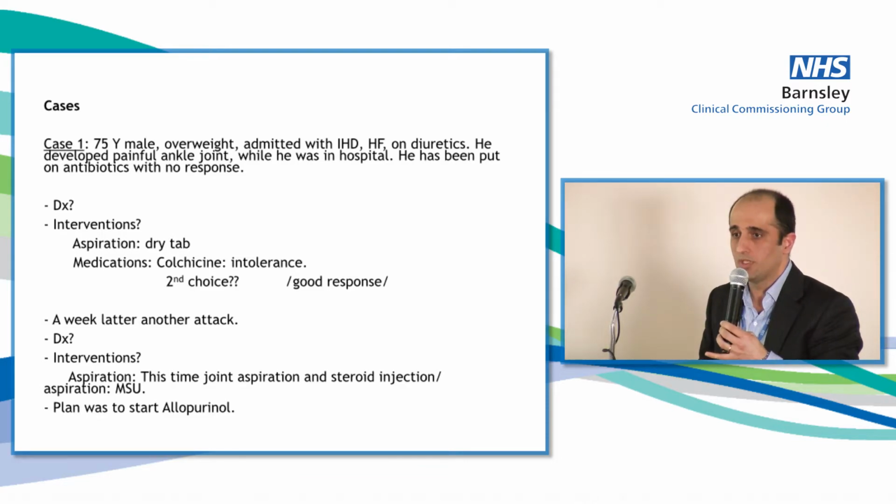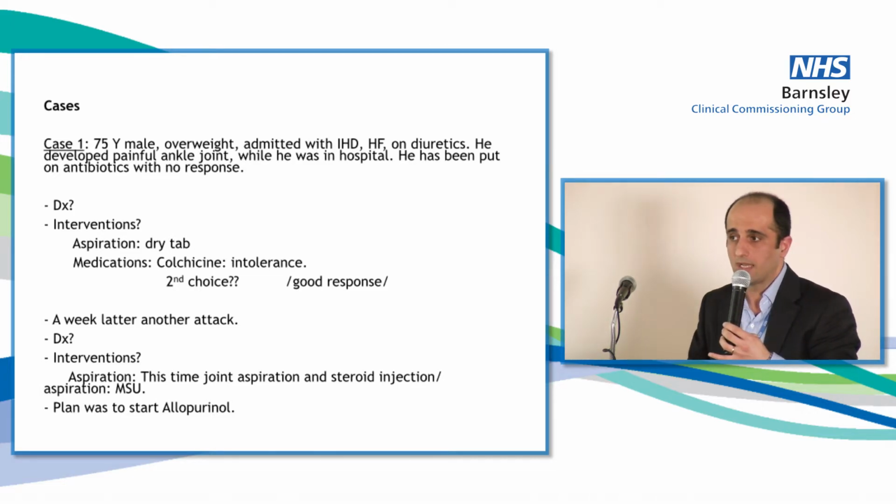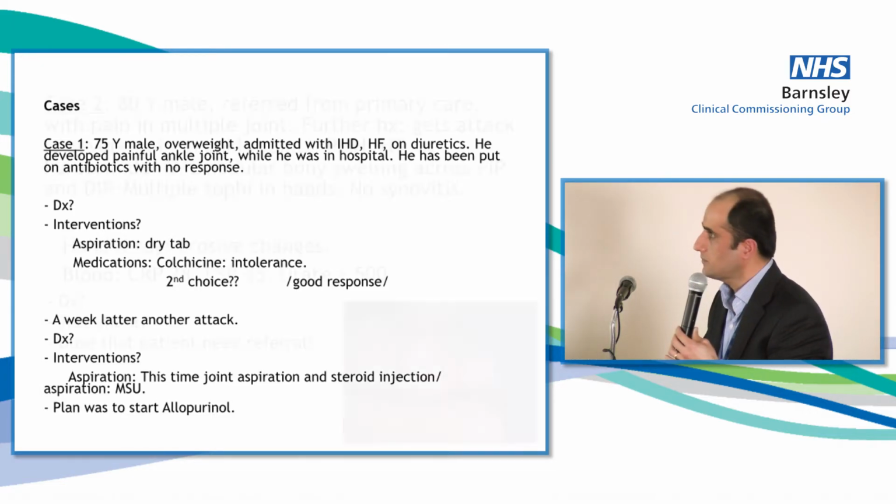The intervention is very similar. We did aspiration. This time we got some fluid, and we know that this is gout, so we gave an intra-articular injection of steroid. The plan, obviously, is that a few weeks later the patient should be on allopurinol. He already had 2 attacks in 1 week.